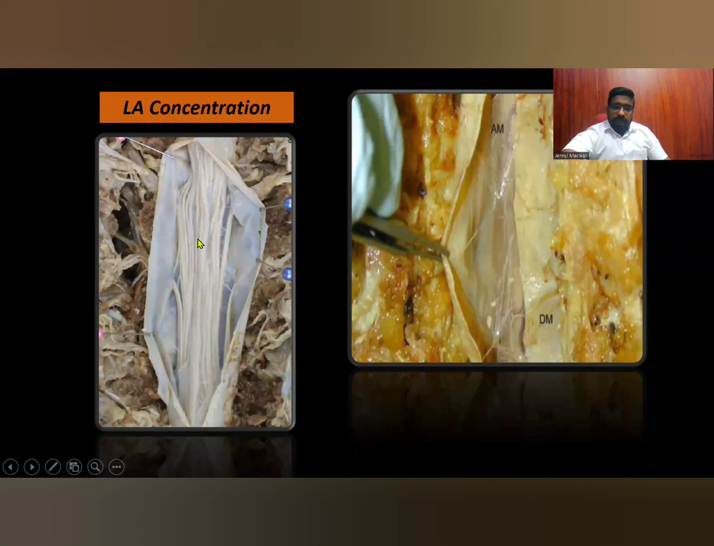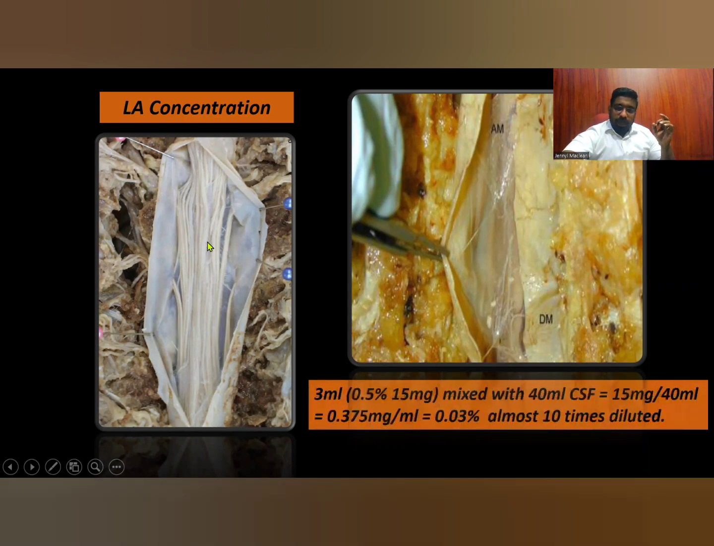So in spinal anesthesia, we are using 3 ml of 0.5% bupivacaine. This 3 ml mixes with approximately 40 ml of lumbar CSF. This 15 milligrams gets 10 times diluted, and the end concentration that reaches the naked axons is just 0.03% of your local anesthetic, which sits on the nodes of Ranvier and prevents further propagation of the action potential, giving the dense sensory blockade. This is what happens in spinal anesthesia.